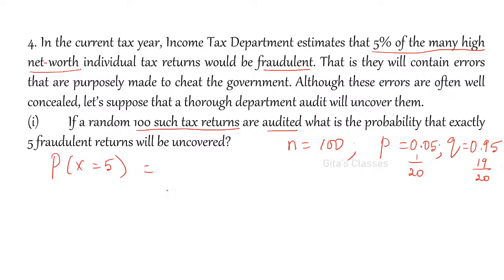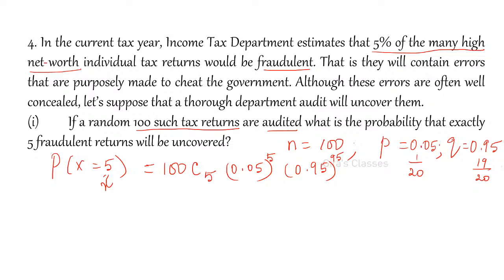Now, how will you write now? This is that term, right? NCX. What is N now? 100 C 5. X is equal to 5. This is our small x value, right? So, 100 C5 into P, that is 0.05, the whole power X, that is 5, into 0.95, the whole power 95. Manaswini, formula is right. Very good. 0.05 the whole power 5 into 0.95 the whole power 95.